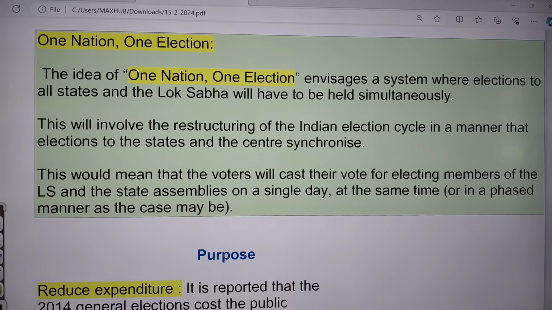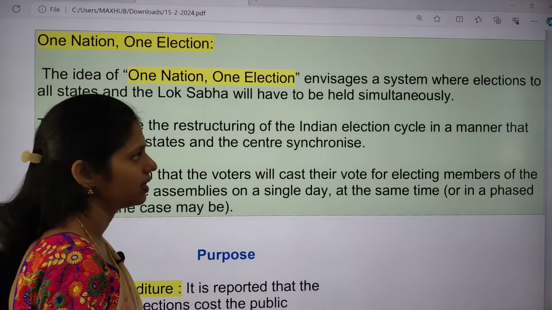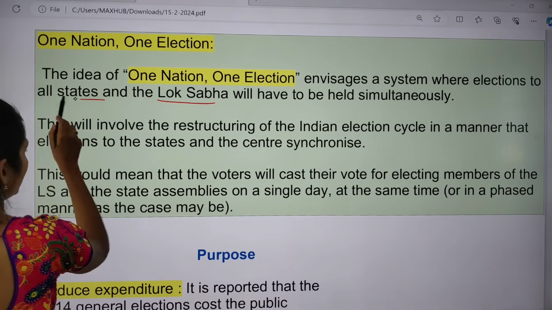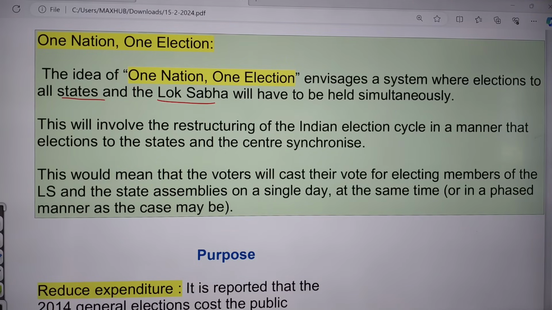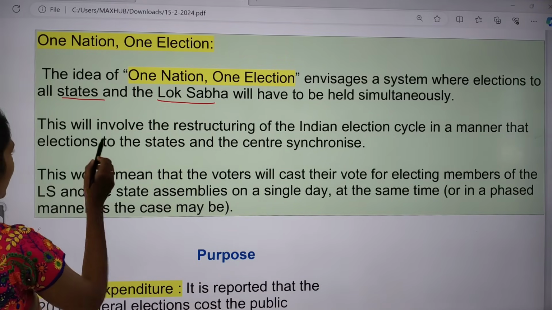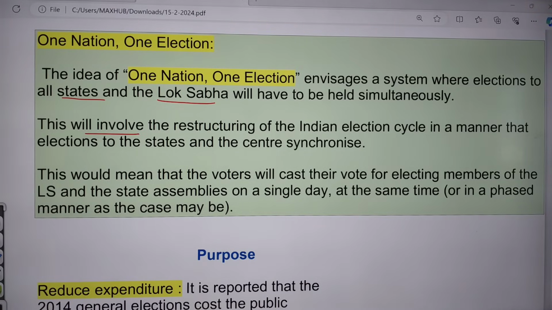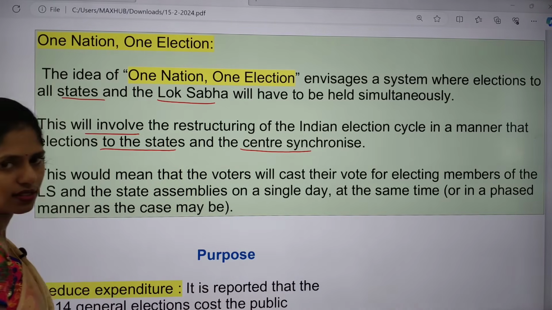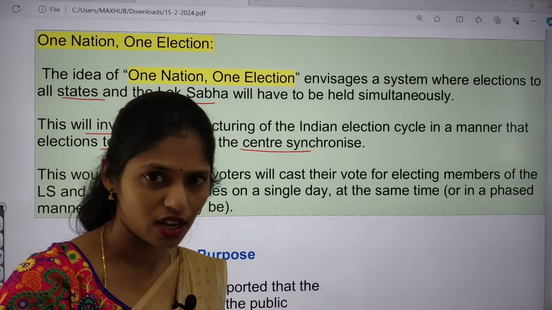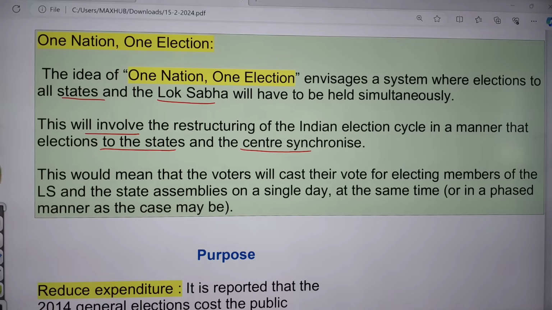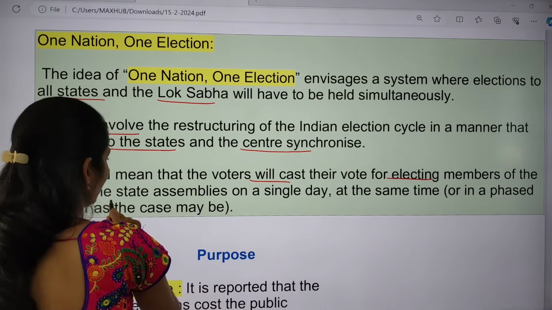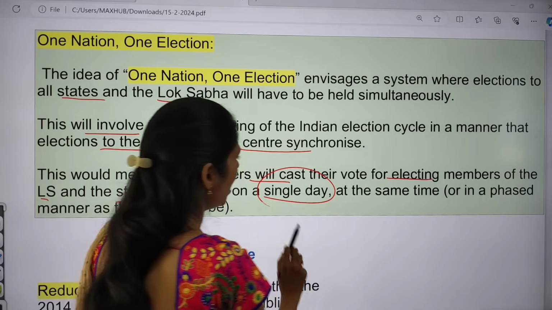The idea of One Nation, One Election envisages a system where elections will be conducted for both Lok Sabha and the state legislative assemblies simultaneously. It involves restructuring of the Indian election cycle so that elections to the states and center synchronize. That means at the same time we have the elections for the central government and the state governments. Voters will cast their vote for electing members of LS and state legislative assemblies on a single day at the same time.